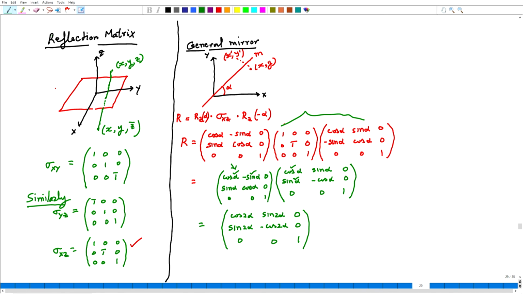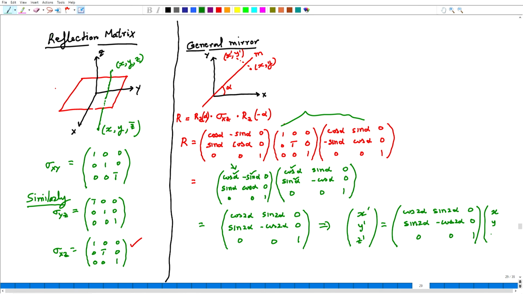Now, this becomes the matrix for the mirror, which means I can get the coordinates x prime, y prime by using this matrix: cos 2 alpha, sin 2 alpha, 0, sin 2 alpha, minus cos 2 alpha, 0, 0, 0, 1, multiplied into this vector x, y, z. So, I will know that this mirror will take this point x, y to the point x prime, y prime.